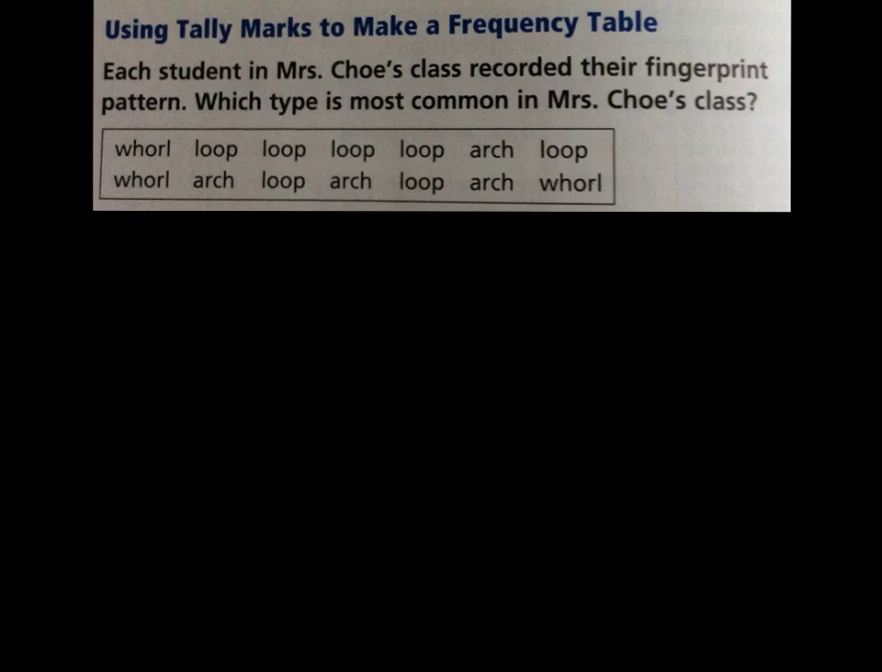Okay, using tally marks to make a frequency table. Each student in Mrs. Cho's class recorded their fingerprint pattern. So if you look at the tips of your fingerprints, you'll either see a loop, an arch, or whirl. A loop would look something like this in the middle of your fingertip. A whirl would be like that, kind of what it sounds like. And an arch would just kind of go like this in the middle of your fingertip. You can kind of see that in the middle of your fingertip if you have some good lighting.